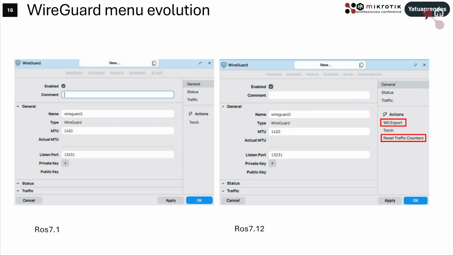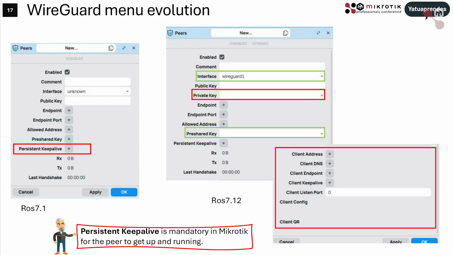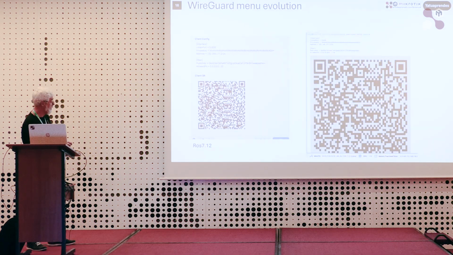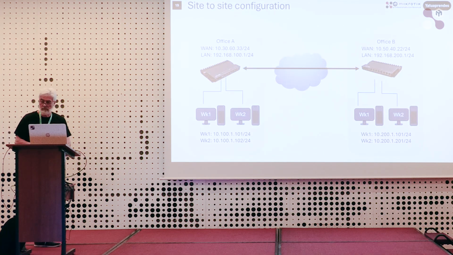In ROS version 7.12, they added WireGuard export, and reset traffic counters is not in that version here. Also, they put a private key and preshared key in the peer configuration and a client config. They also added the client config and the QR code to scan from the phone. Okay, I think I go very quickly.